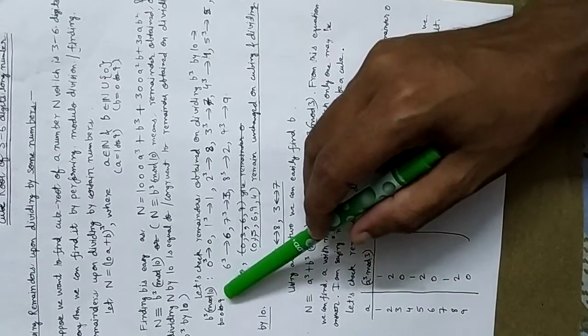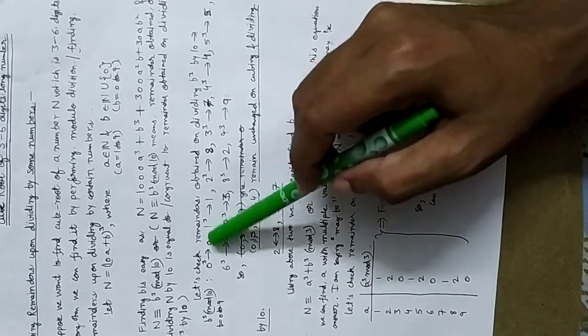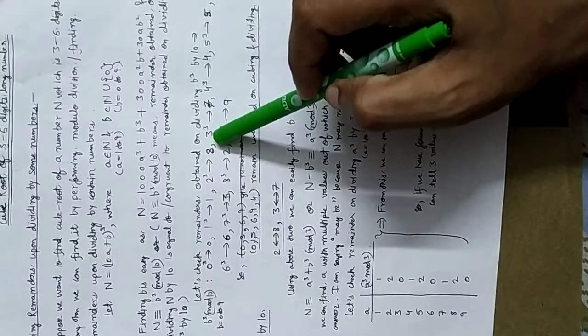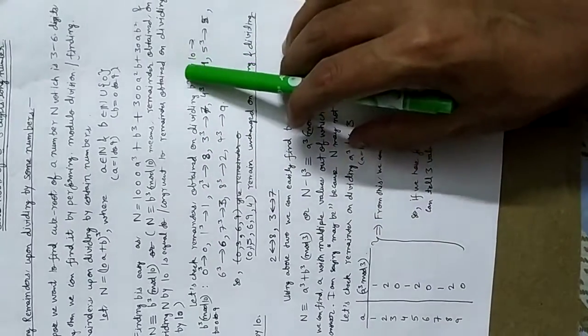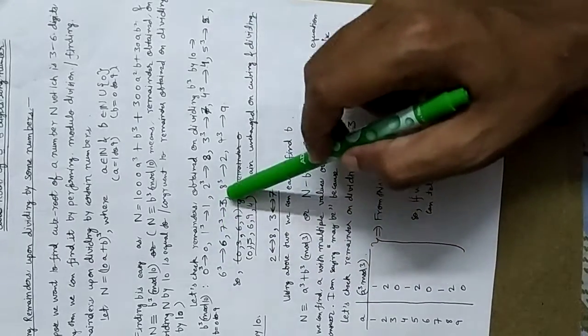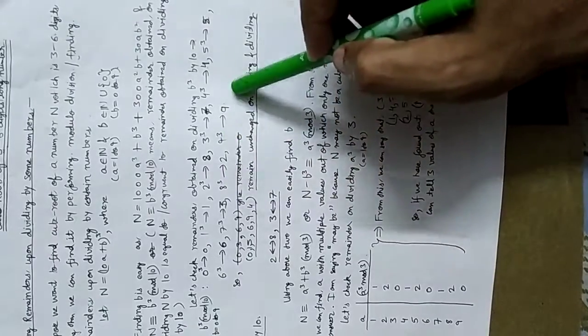Note that b is equal to 0 to 9. 0 cube gives 0, 1 cube gives 1 on division by 10, 2 cube gives 8 on division by 10, 3 cube gives 7, 4 cube gives 4, 5 cube gives 5, 6 cube gives 6, 7 cube gives 3, 8 cube gives 2, 9 cube gives 9.